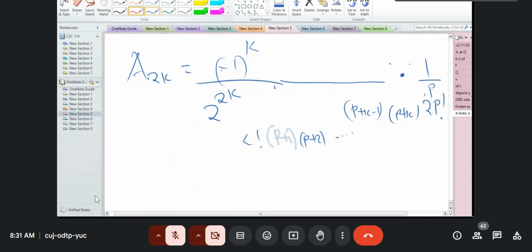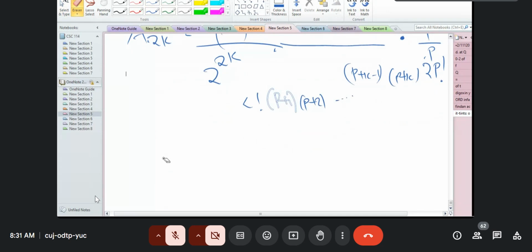So let's collect. We are having 2 raised to 2k, then we have some 2 raised to power p. Was it 2 raised to p or 2 raised to 2p? You had written 2 raised to power 2p. It's 2 raised to power p. Okay, can make that correction. Let a naught be equal to 1 over 2 raised to power p times gamma of p plus 1.